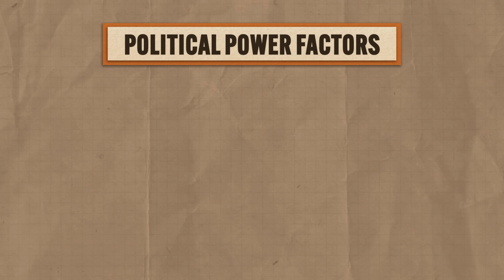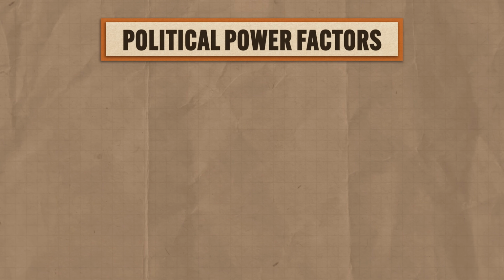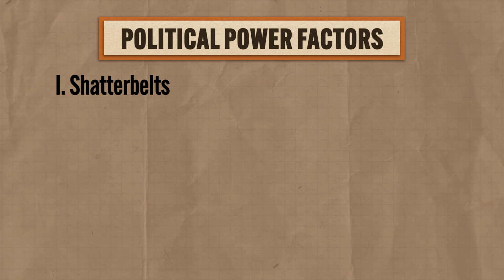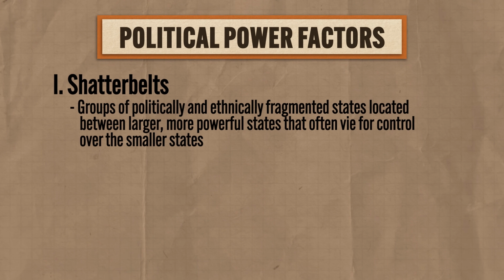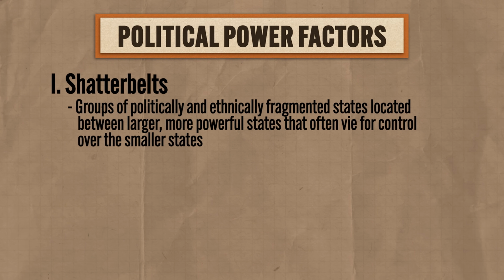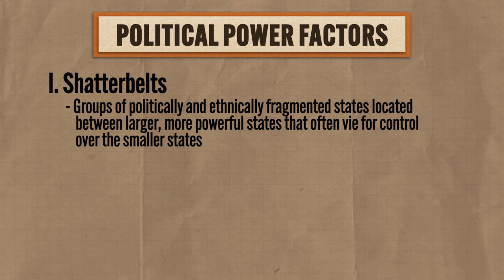The first spatial phenomenon that explains the distribution of political power is the presence of shatter belts. Now, shatter belts refer to groups of politically and ethnically fragmented states located between larger, more powerful states that often vie for control over those smaller states.